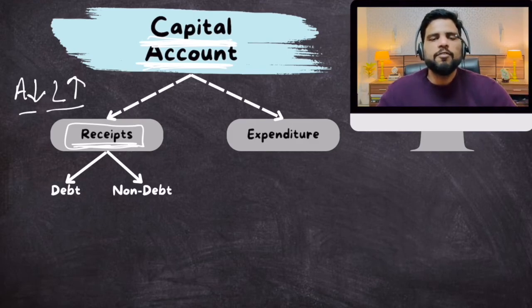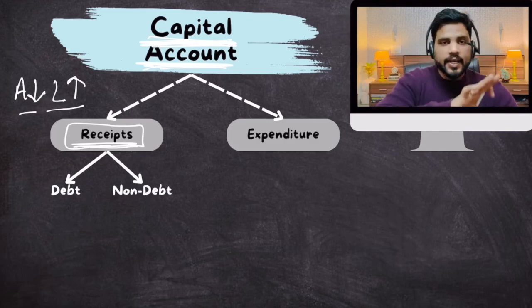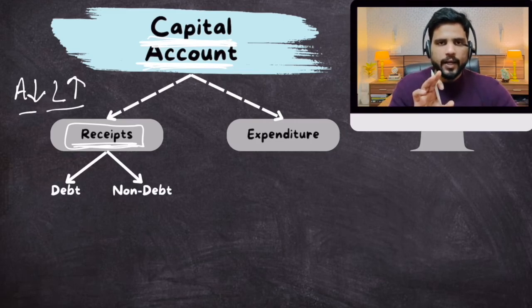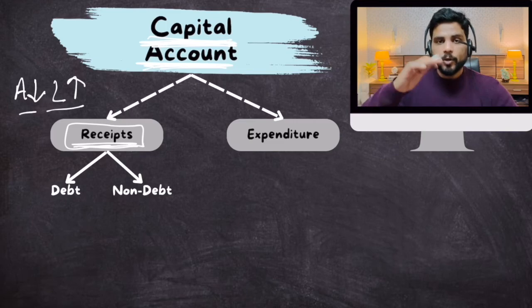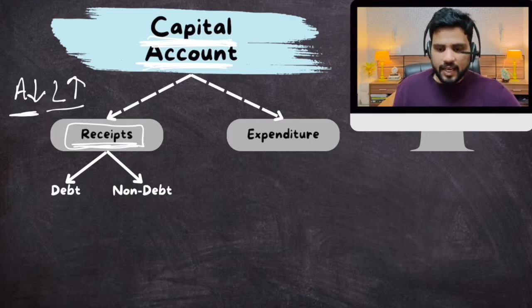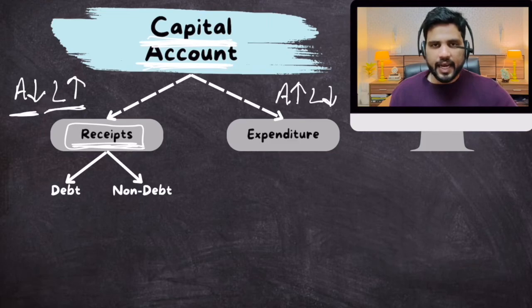Similarly, if you receive a loan from the World Bank, not interest payments, the entire loan amount, that increases your liability because you have to pay back that loan. That is a capital receipt. So if your assets have declined or your liabilities have increased, then you have received capital receipts. If your assets have increased or your liabilities have declined, then it is a capital expenditure.